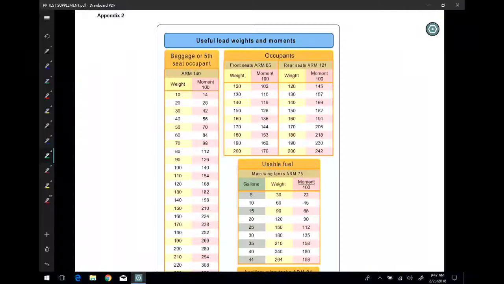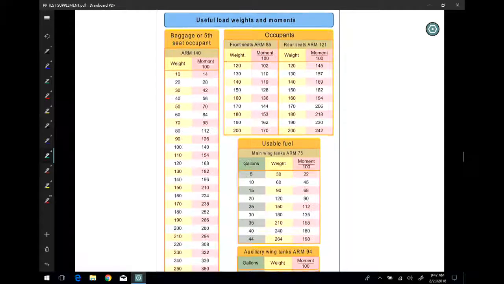So with that, let's go ahead, and I want you to pull out figures 32 and 33. These are going to be the tables. As we look at the tables, we're going to examine these in the same way that we did the graph, because this tells us what kind of an airplane we're going to be working with. So as we look at this, we look at useful load, weights, and moments.